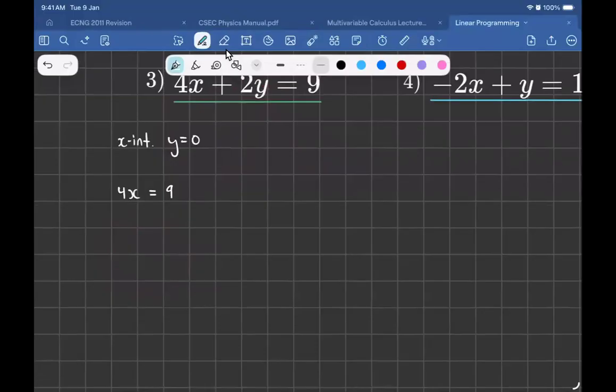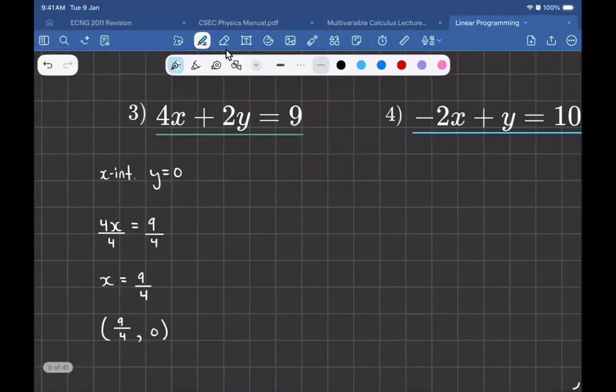You divide both sides by 4. Yeah, 4. So x is equal to what? 9 over 4, right? That's what x is equal to. So what would the point be? x is 9 over 4 and y is 0. Right. Pick up the speed now. Selma, what's the next point?